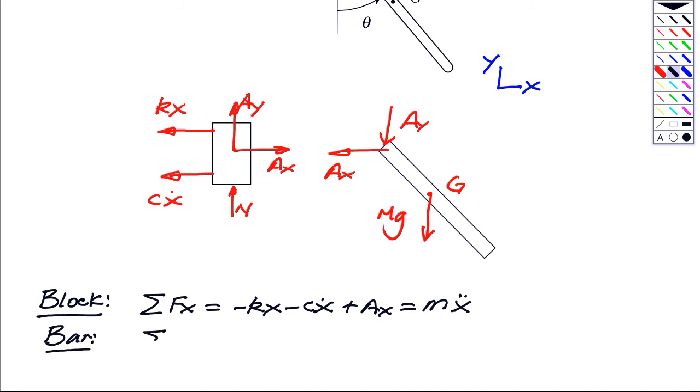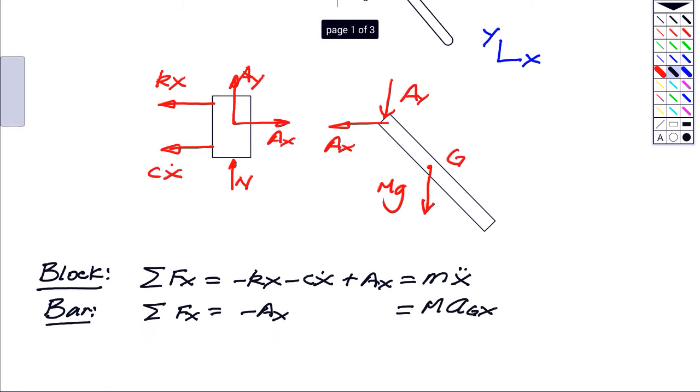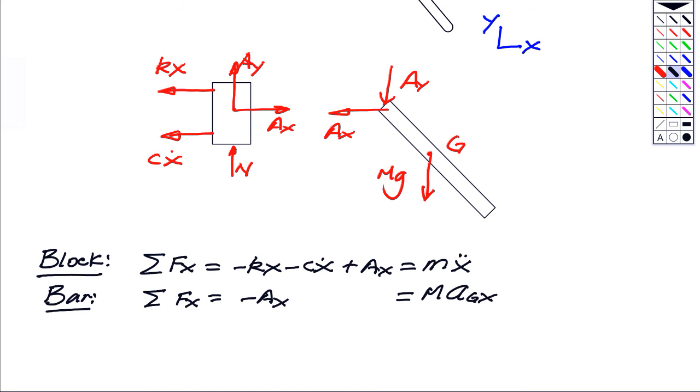we'll also sum forces in x. Summing forces in x, we have a minus AX, and that's the only force, so that's equal to m a_Gx, that is the x component of the acceleration of the center of mass. Summing forces in y, we get minus AY minus mg is equal to m a_Gy.